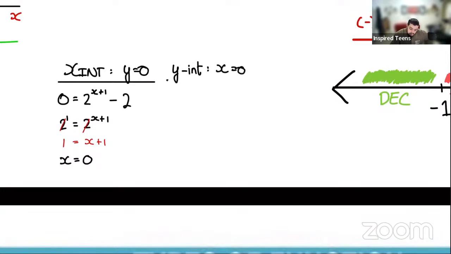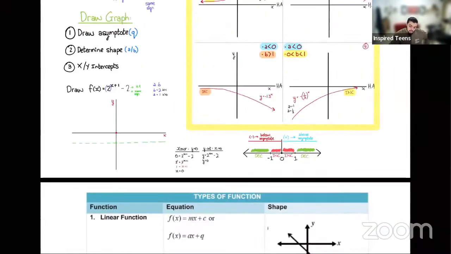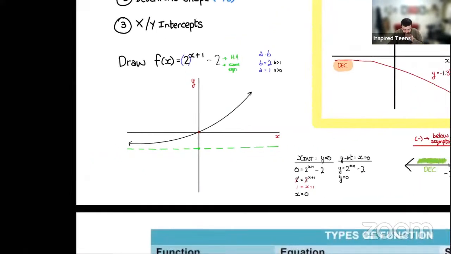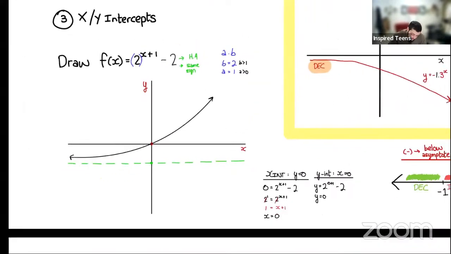Make x equal to 0. y is equal to 2 to the power of x plus 1 minus 2. So 0 plus 1, then minus 2. And you'll see 2 to the power of 1 is 2, minus 2 is 0. So we're expecting 0. We got 0. So it crosses through there. Now we can draw it to look somewhat like this, going forever left and down and forever up and right. Okay, and that's about it.